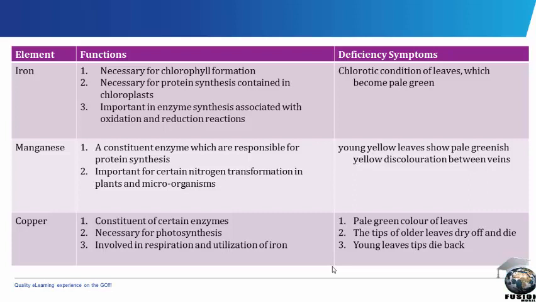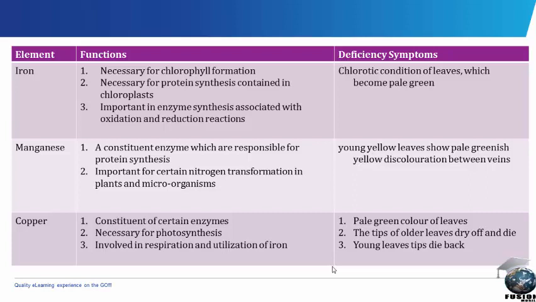Manganese. Manganese is a constituent of an enzyme which is responsible for protein synthesis. It is important for certain nitrogen transformations in plants and microorganisms. Young yellow leaves show pale greenish yellow discoloration between veins whenever there is deficiency in manganese.